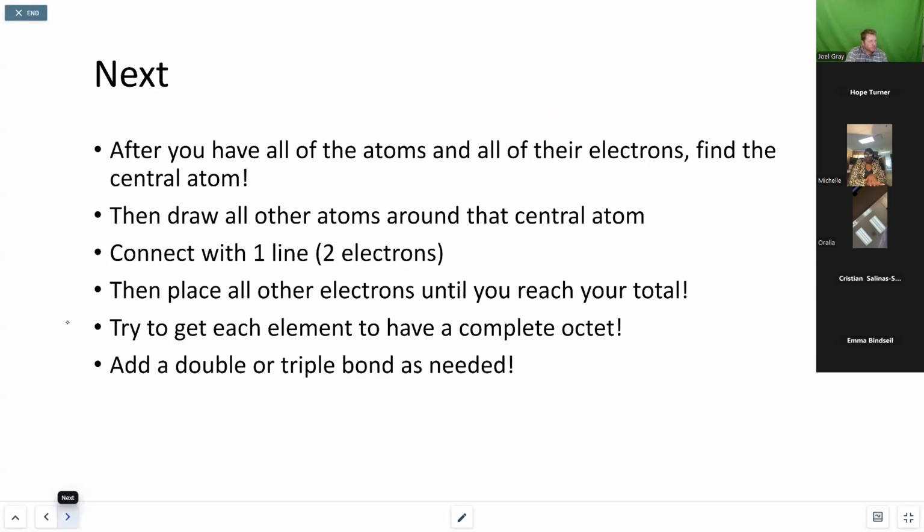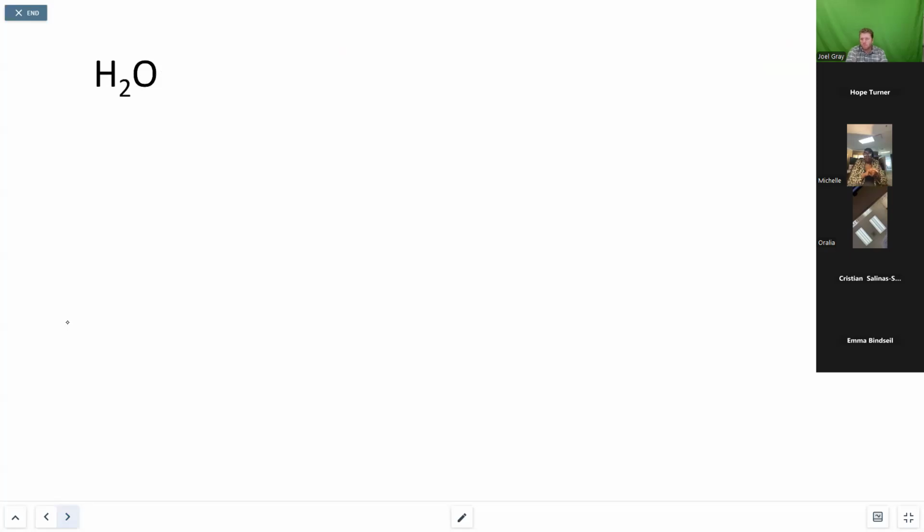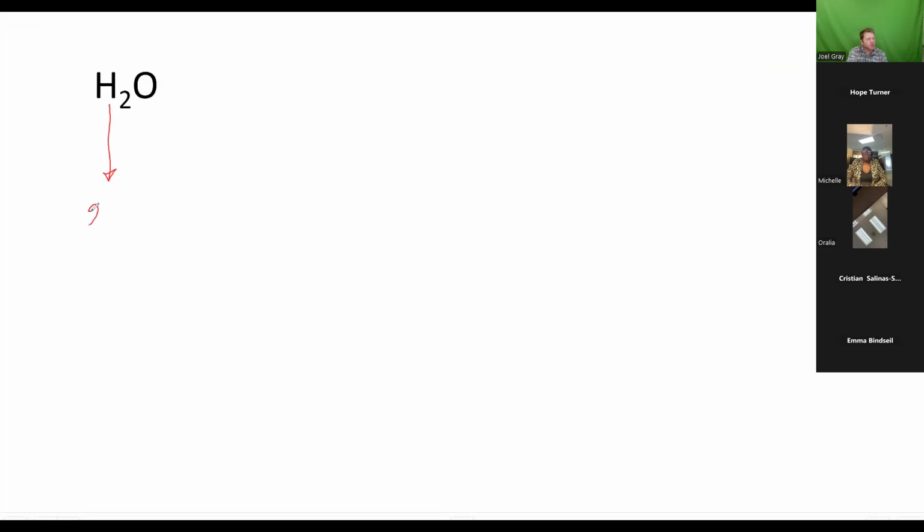Now, what we're going to do here is look at a couple of different molecules. We look at H2O. We've got 2 electrons from hydrogen total. Two hydrogens, 2 electrons total. How many valence electrons does oxygen bring in?